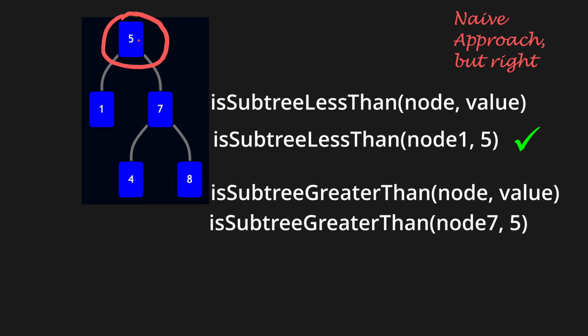Again, using some helper function, say is subtree greater than the root value. So it will check node 7, which is more than 5, so all good. Then we go to node 4. Is it greater than 5? The answer is no. So this function will return false. And because of this, we will detect that this tree is not a binary search tree.